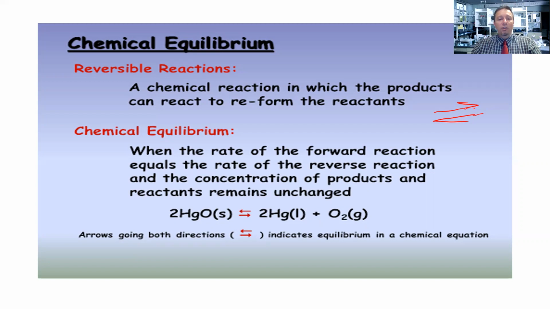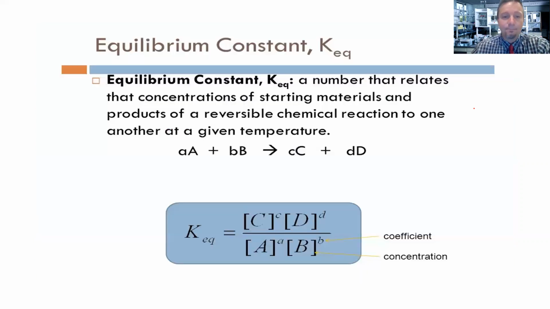So chemical equilibrium, the rate of the forward is equal to the rate of the reverse. So you have no net change. That's the real important part. It's not changing, but there is some going back to products and some forming back to reactants. So it is still in a dynamic state, not static. Please keep that in mind.